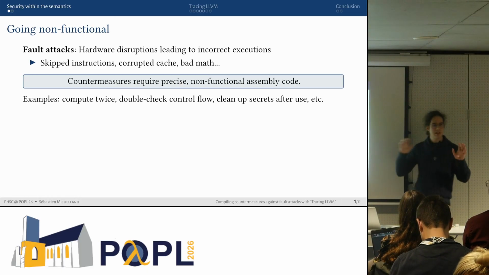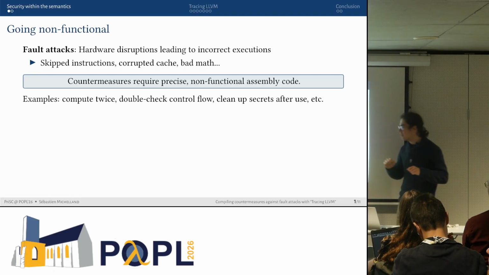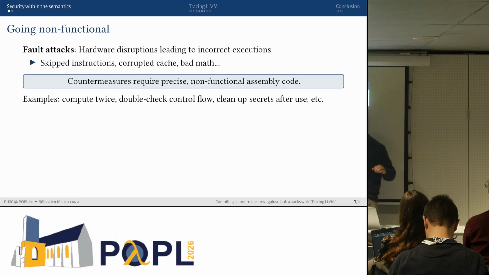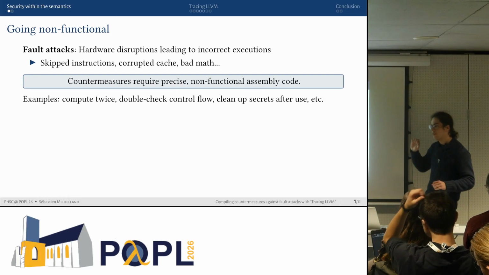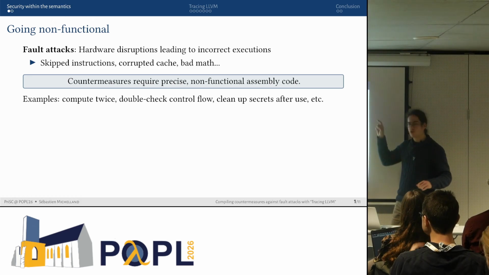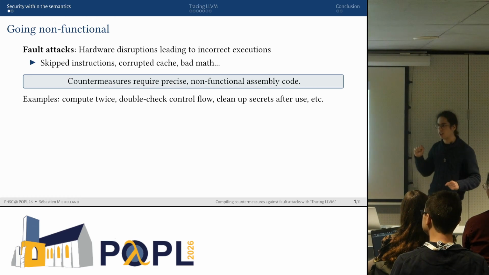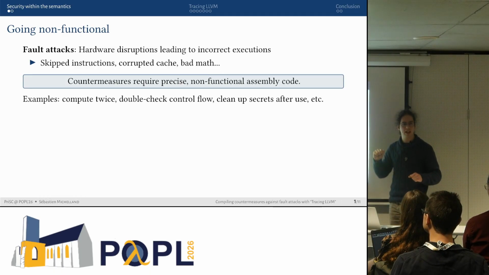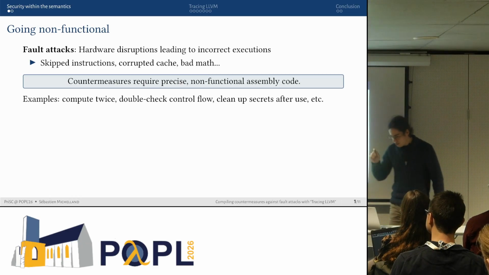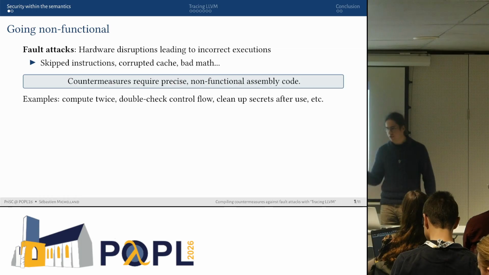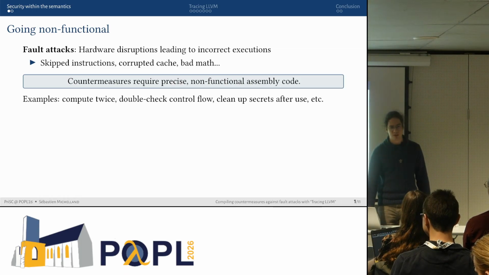And when they do, typically, because of the low-level nature of the attack, they require software to use very precise assembly code with non-functional purposes. And non-functional things can be computing the same value multiple times, double-checking your control flow, cleaning up secrets after use, and so on and so forth. Now, I don't need to tell you, but I will tell you anyway, that if you try to run this kind of code through a compiler, the compiler will ruin your day.